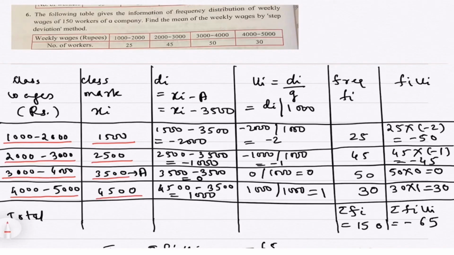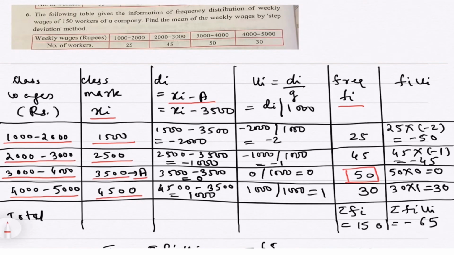Next column is for di. Formula is xi minus A, where A is assumed mean. How to find assumed mean? Again, it is the value of xi for which frequency is maximum. Second last column is for frequency. We can see maximum frequency is 50. Corresponding xi value is 3500. So our assumed mean is 3500.